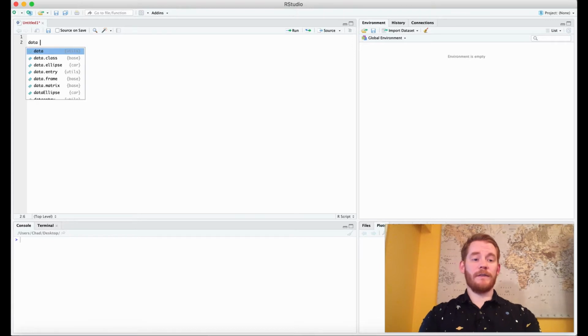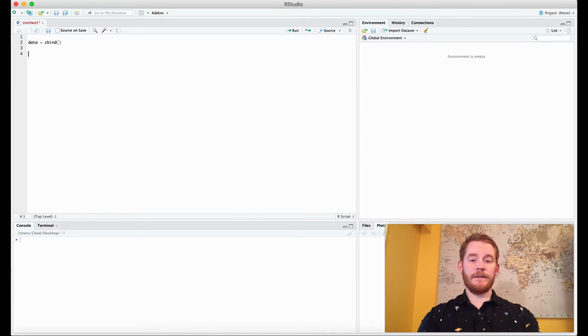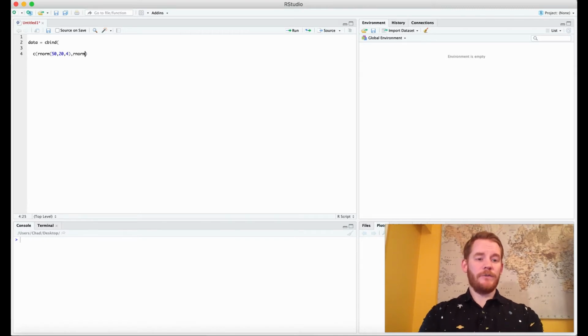Let's start off by making some data, and we're going to use a cbind function, but before we populate that, let's do it one at a time. I want to make 4 different distributions, so I'm going to do that with the rnorm function. First is going to have 50 data points, a mean of 20, and a standard deviation of 4. Then we'll make our second distribution, which is the same, but with a mean of 25. The third distribution is the same, but with a mean of 30. Finally, we have our fourth distribution with a mean of 35.